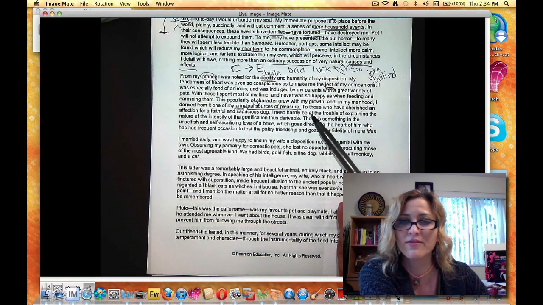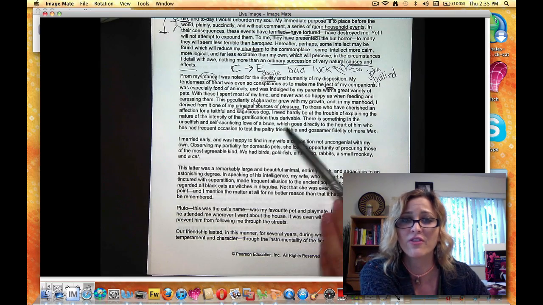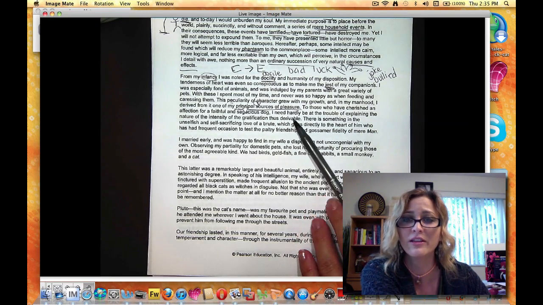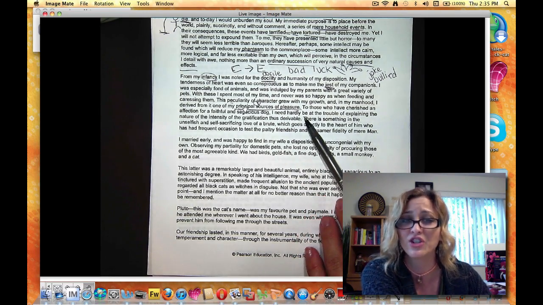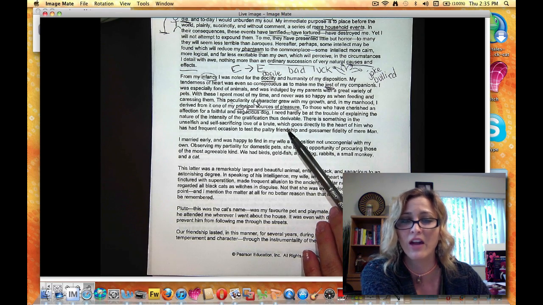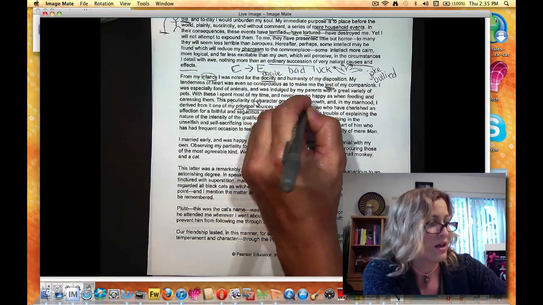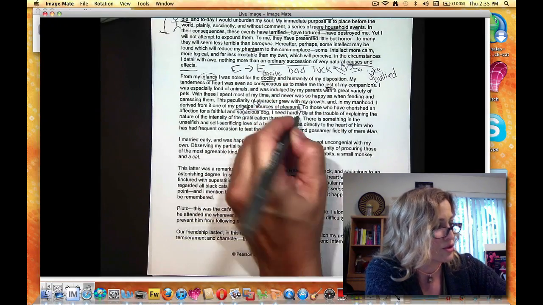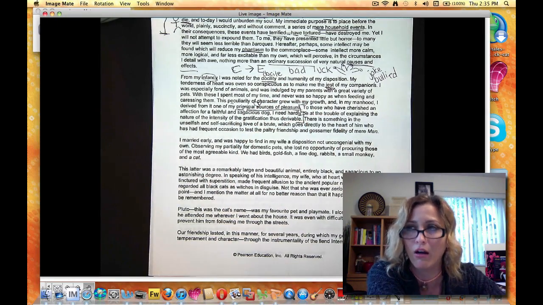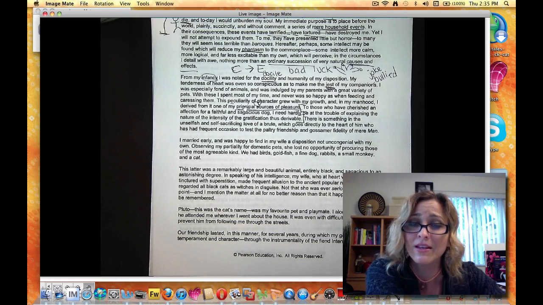"To those who have cherished an affection for a faithful and sagacious dog, I need hardly be at the trouble of explaining the nature of the intensity of the gratification thus derivable." Long sentence. Some of his sentences are super short. This one's 3 lines long. He does it on purpose.